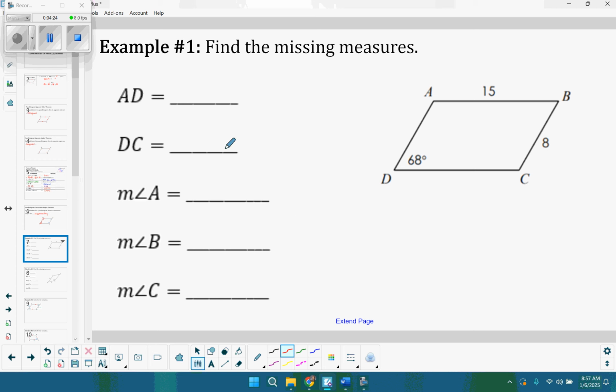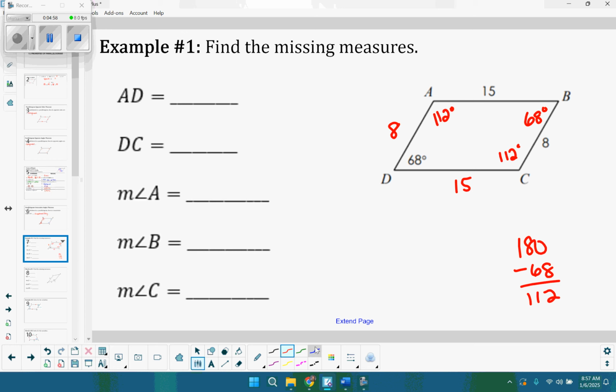So let's first find these measures in this parallelogram. I would take this picture, and before I looked at these, I would say, okay, 15 here, I could put 15 across from it. 8 here, I could put 8 across from it. 68 degrees here, I could put 68 degrees across from it. And now the only thing left is the other two angles. I know consecutive angles, angles that are next to each other, will add to 180. So I could do 180 minus 68 to get 112. So now these remaining angles are each 112 degrees.